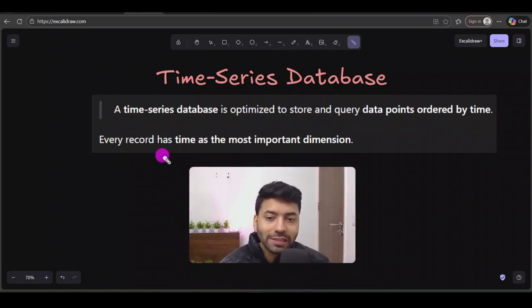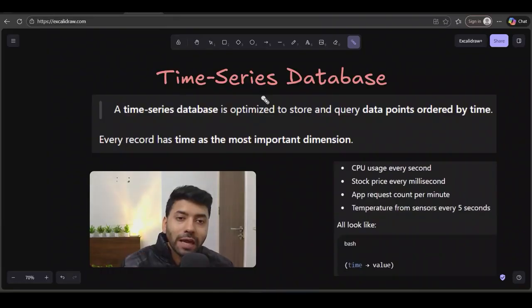Okay, every record has time as the most important dimension. Some of the examples where a time series database would be used are: you have to store CPU usage every second, stock price every millisecond, app request count per minute, or temperature from sensors every 5 seconds. All of these correspond to time, you have the value. So time is the most important dimension here.